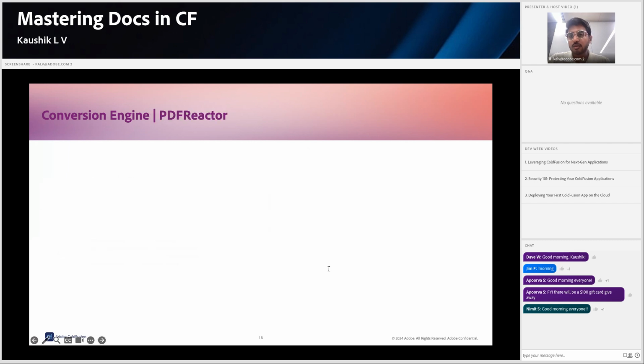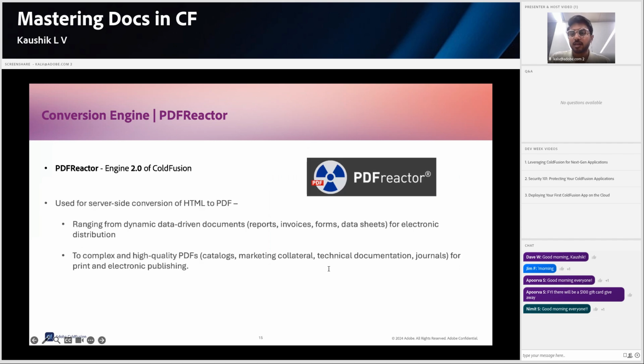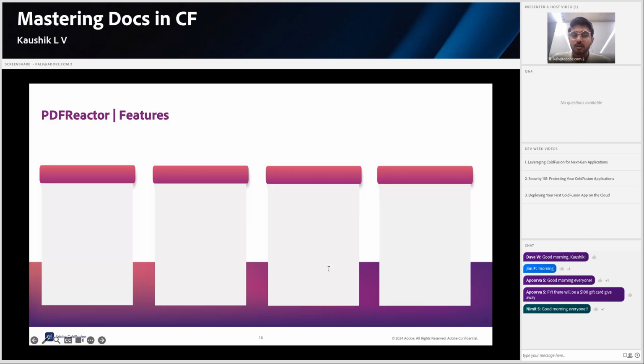So let's see the newer features that have been introduced because of PDF Reactor. So PDF Reactor mainly works on the server side conversions of HTMLs to PDFs, be it your reports, invoices, forms, or data sheets. So it can convert any of these things into high quality PDFs, which you can directly use as technical documentation or journals, or for printing or publishing purposes. So let's see a few features of PDF Reactor.